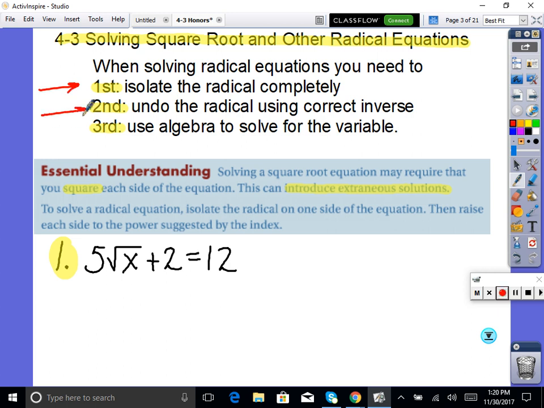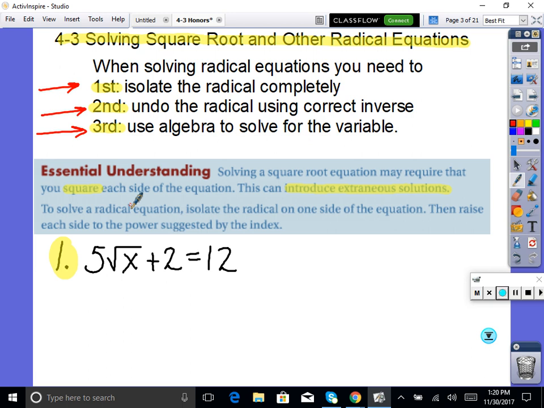Second step, once you have the radical alone, undo the radical, get the radical away by using the inverse. So what undoes a square root? A square. What undoes a square? A square root, right? Then third, once you've gotten rid of the radical, if need be, use algebra to solve for x or for whatever variable we're talking. And then we just have to check our answers. Technically, our fourth step is check our answers for extraneous solutions.